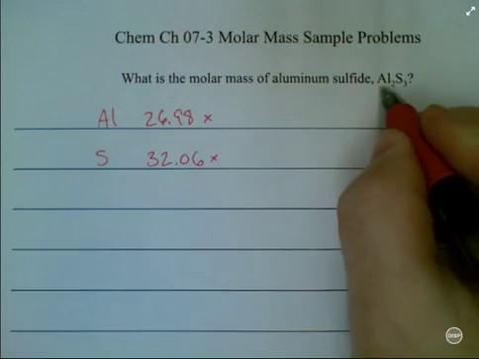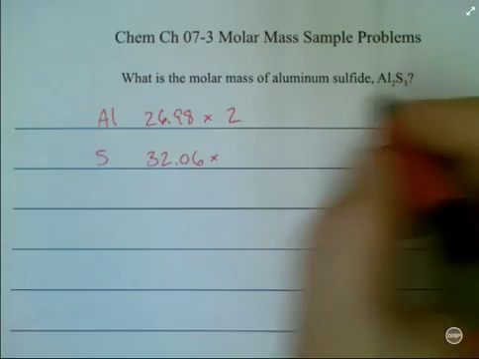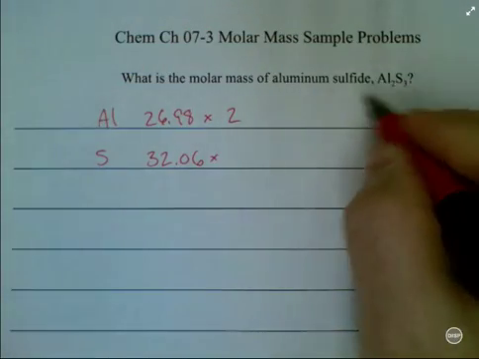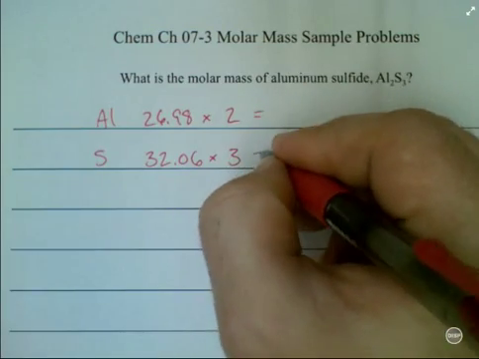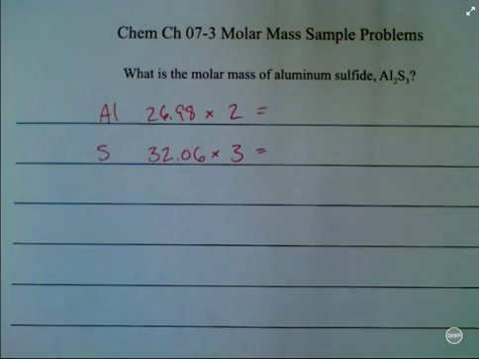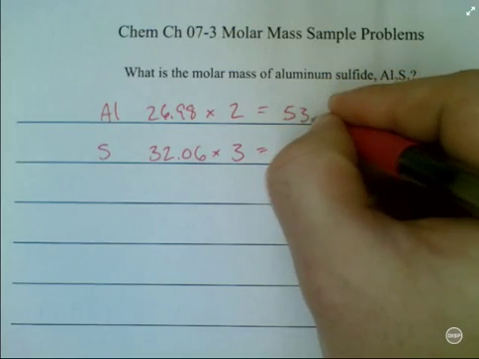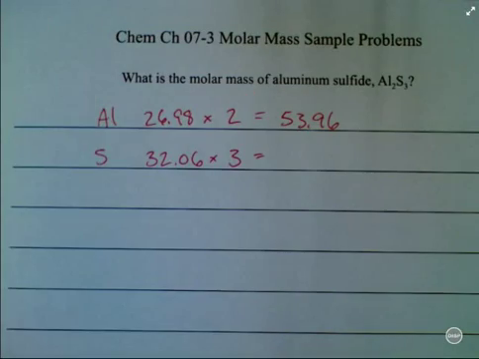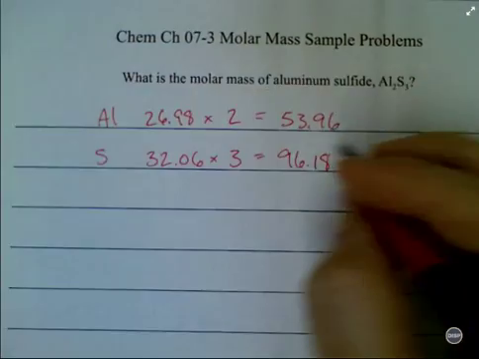Next step, I'm going to take into consideration how many of each element are present. So for 1 mole of this substance, 2 moles of aluminum are present. And for 1 mole of this substance, 3 moles of sulfur are present. Next, I will simply multiply those out. 26.98 times 2 ends up being 53.96. And for sulfur, 32.06 times 3 ends up being 96.18.